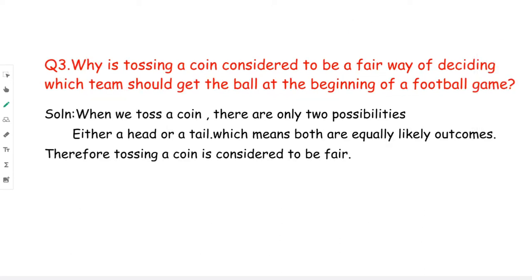All right, let's go here. Why is tossing a coin considered to be a fair way of deciding which team should get the ball at the beginning of a football game? In every sport, this is done. Why do you think so? Because when you toss a coin, the possibilities are that it will either be a head or a tail, nothing in between. Which means a head has a 50% chance and a tail also has a 50% chance. That means either of the two teams, one of them will win and they will start. That is why it is considered to be fair.